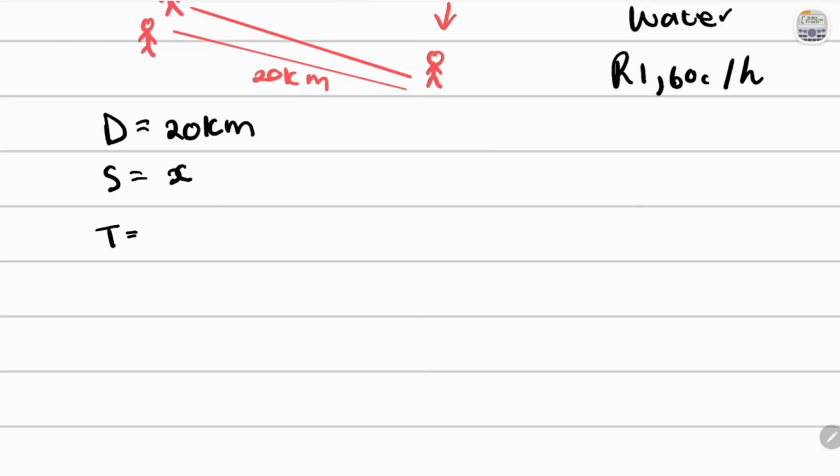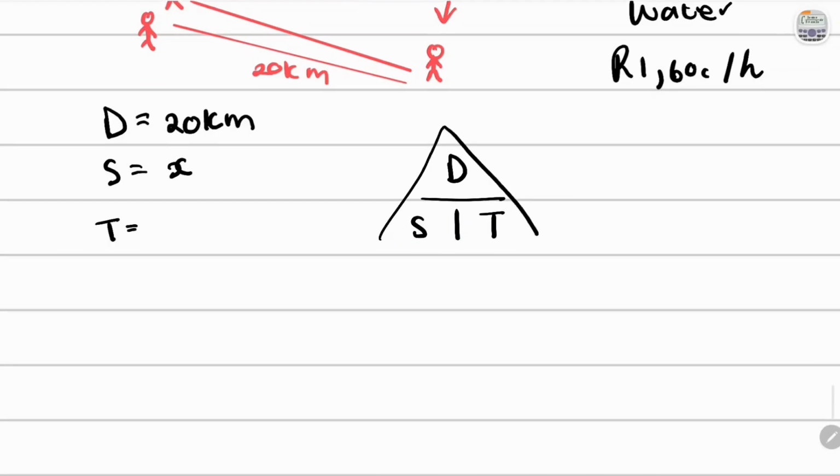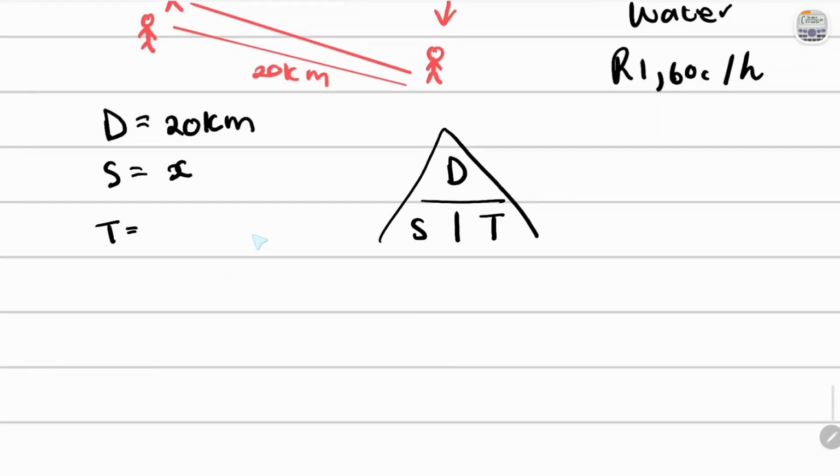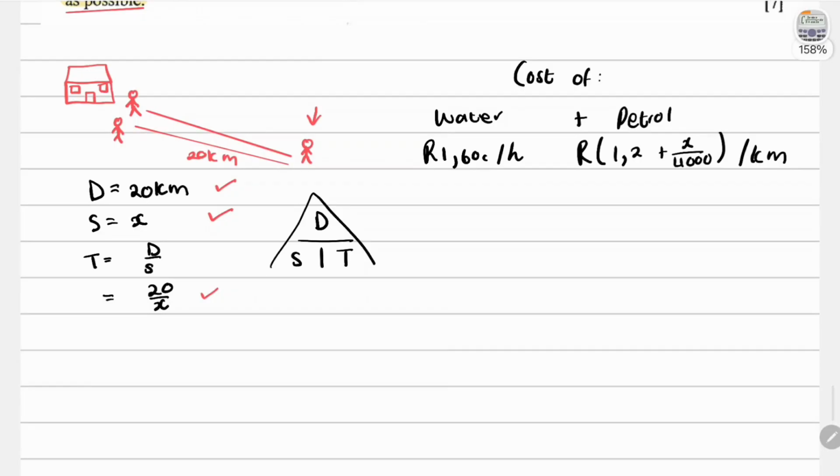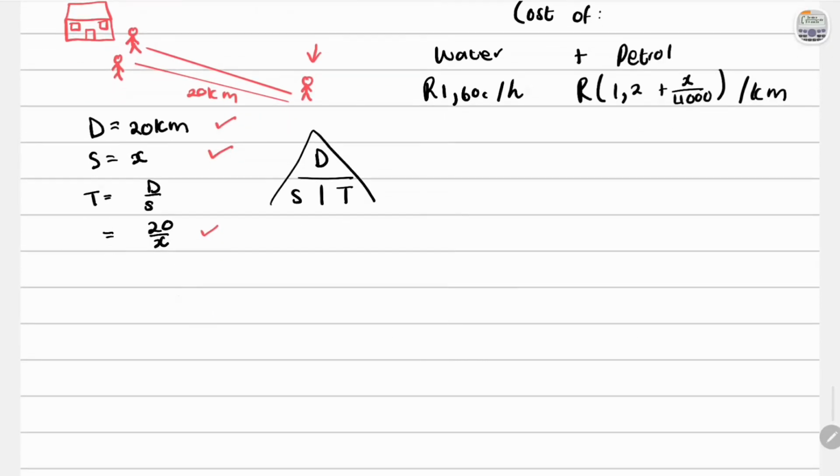So to find this, we can use the diagram on speed, distance, and time. You can use DSTV to remember it. Okay, and now we're trying to find the time. So we're saying time is equal to distance over speed, and then that is going to be 20 over x. And there we go. We have everything we need. We have the distance, the speed, and the time. Okay, so let's go ahead and just put the full cost. So this is how the cost is going to be calculated.